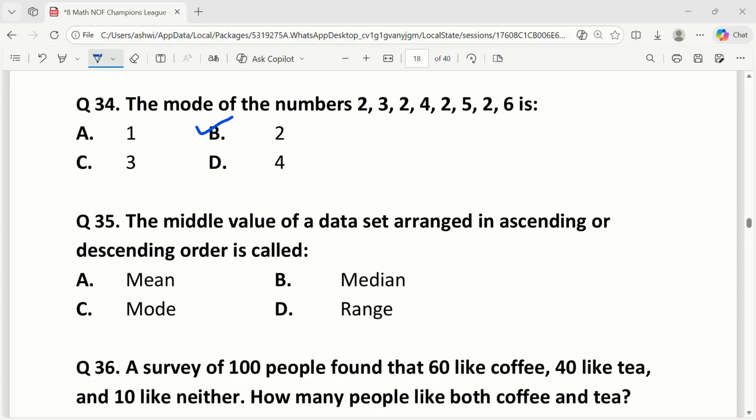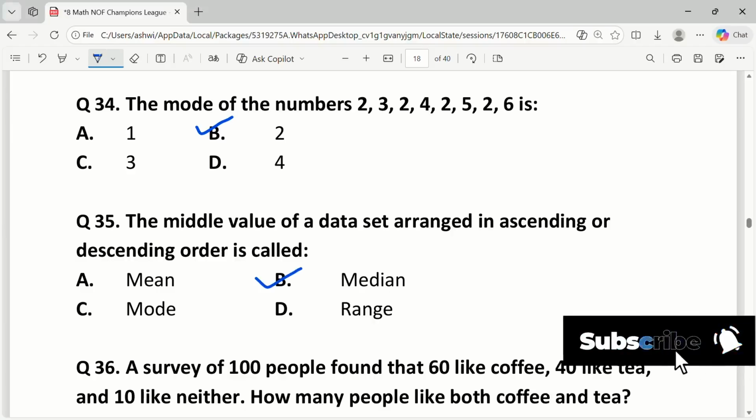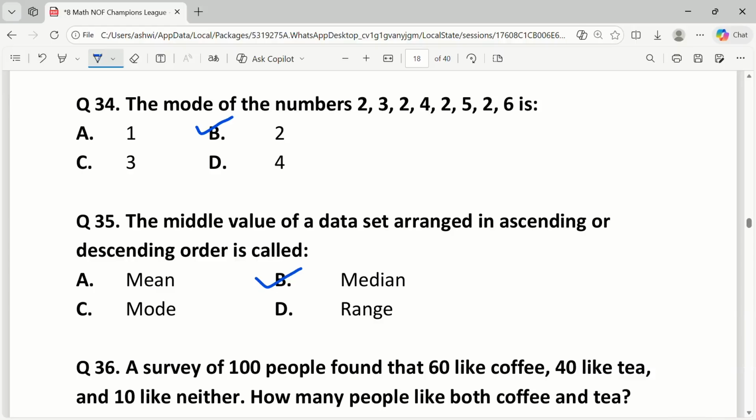Question 35. The middle value of a data set arranged in ascending order or descending order is called B, median. The median is defined as the middle value of a data set that has been ordered from least to greatest or greatest to least.